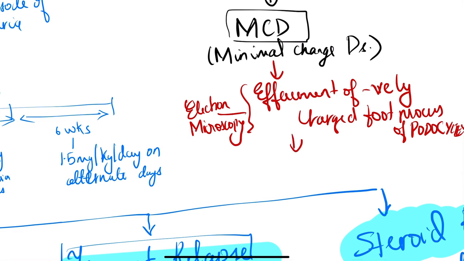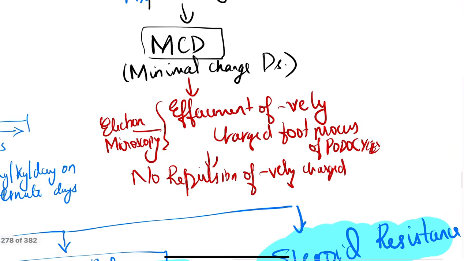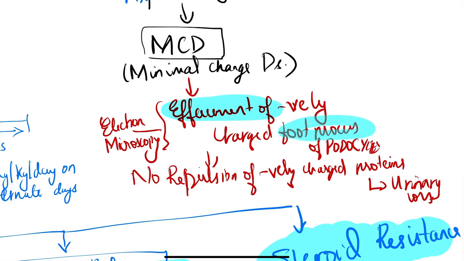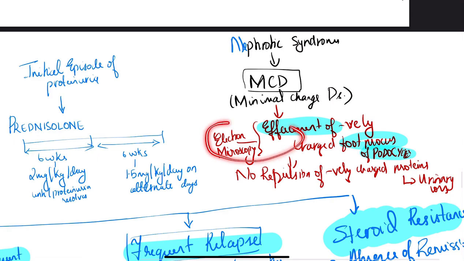Since there's effacement of the negatively charged foot processes, actually there should be repelling of negatively charged proteins, right? There's no repulsion of negatively charged proteins, and that's urinary loss. Okay, so this is the basic thing. Remember that there's effacement of the foot processes of podocytes. That is the major thing in minimal change disease pathophysiology. This is seen only in an electron microscope.